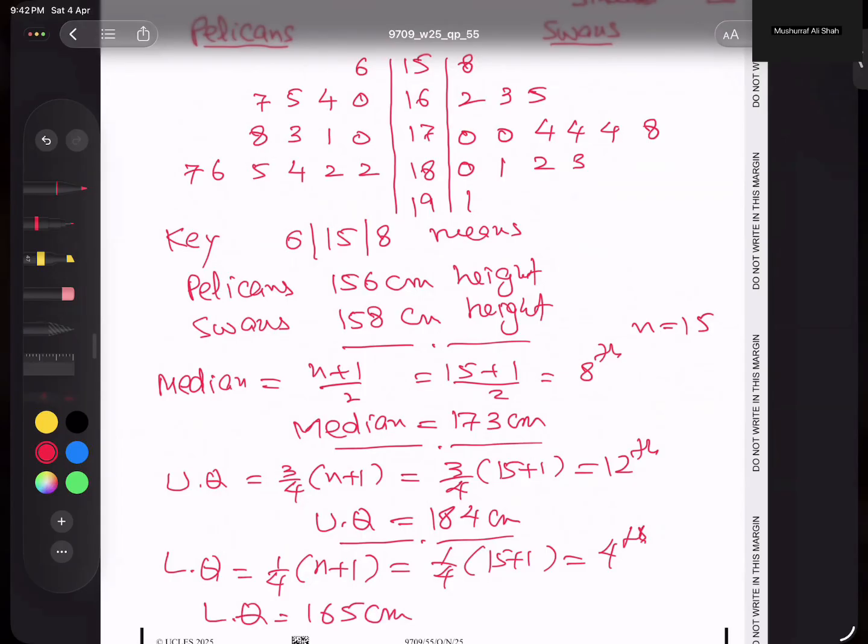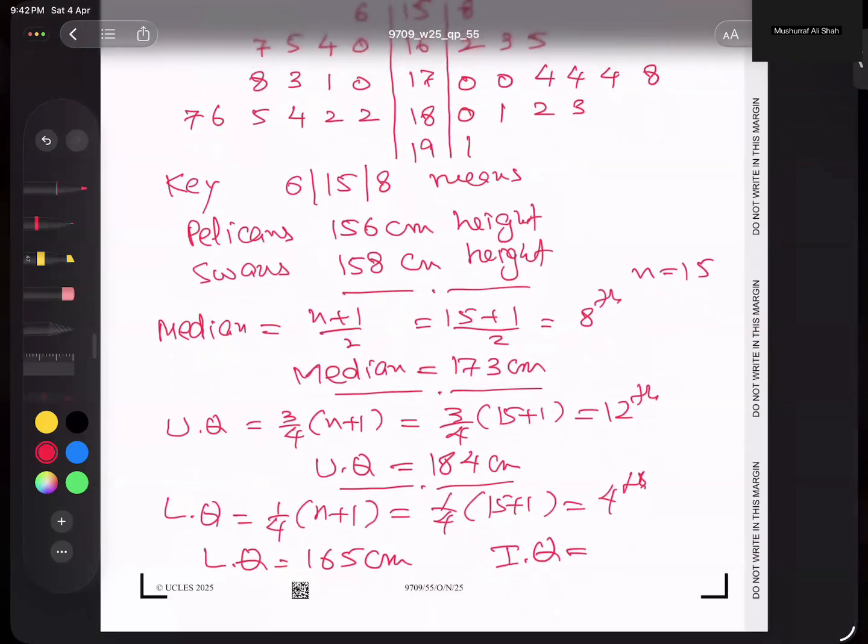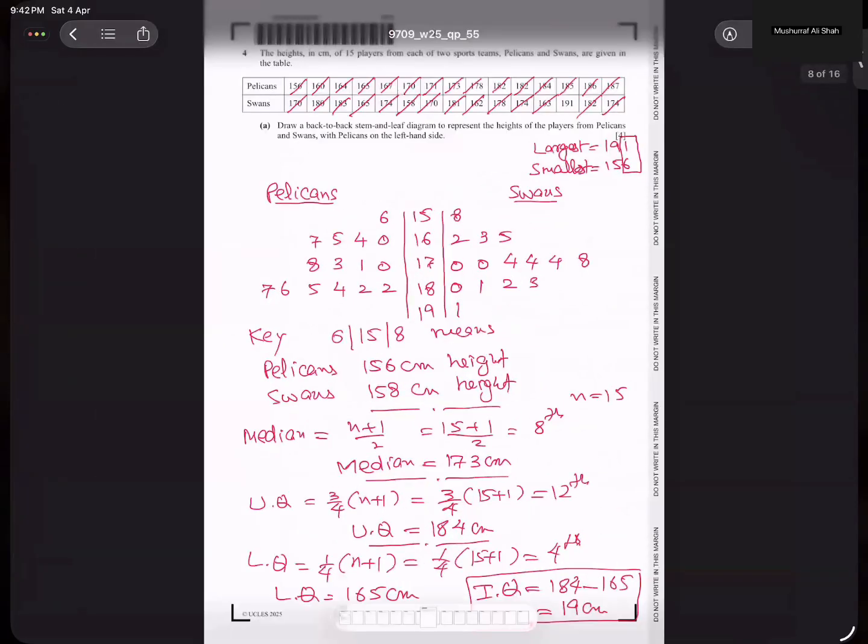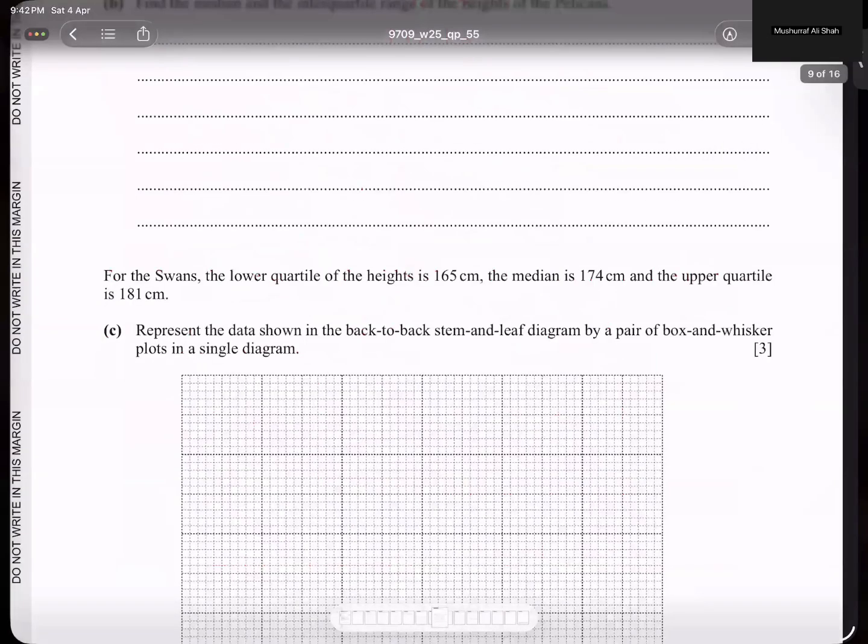And what is the interquartile range, students? Interquartile range is upper quartile minus lower quartile. So I'm going to subtract. And I'm writing now 184 minus 165, giving us 19 centimeters. So Alhamdulillah Rabbil Alameen, the point is very clear. And let's talk about the next part. The next part is mentioned here.